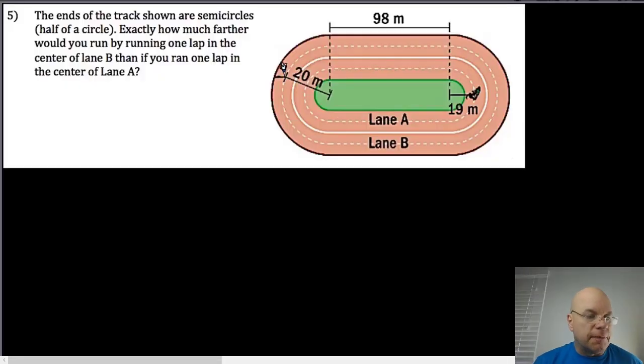Tonight's homework is on circumference. We've been working to calculate the circumference of different circles in class. Problem number 5 is a little bit different. It says the ends of the track shown are semicircles, half a circle.